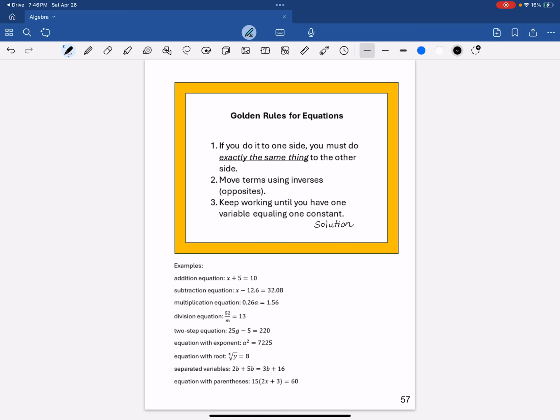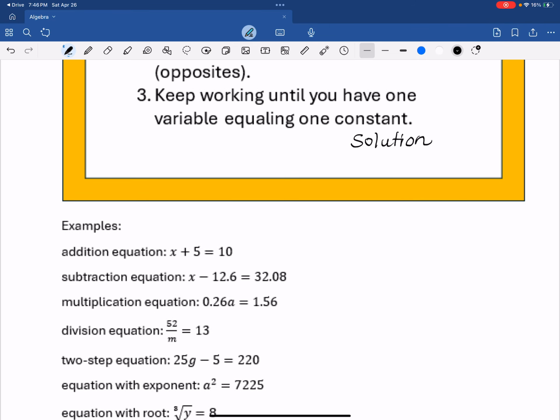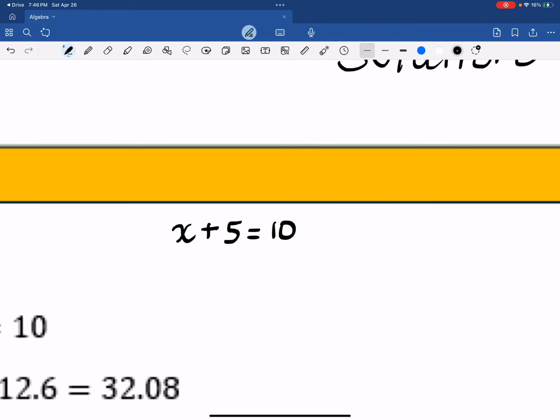So I've given you some examples of different types of equations, and I'm going to walk you through how to solve these using the golden rules. So the first one is an addition equation, and I know that because of the addition sign right there. So I'm writing it down. I'll have to squeeze these in. X plus 5 is 10. Now you can probably look at this one and tell me what the answer is going to be. But if you couldn't, here's what you would need to do.